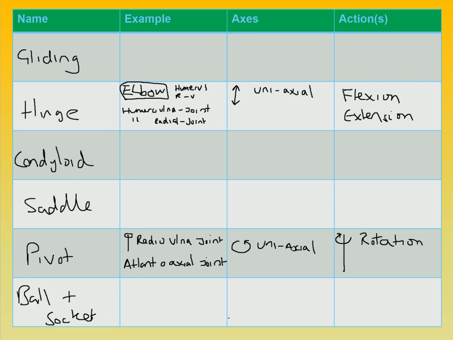Let's talk about the condyloid joint. An example of a condyloid joint would be the knuckles, and more specifically the metacarpophalangeal joint. I love this name. I love that joint. What a name. The metacarpophalangeal joint. So basically, your knuckle.